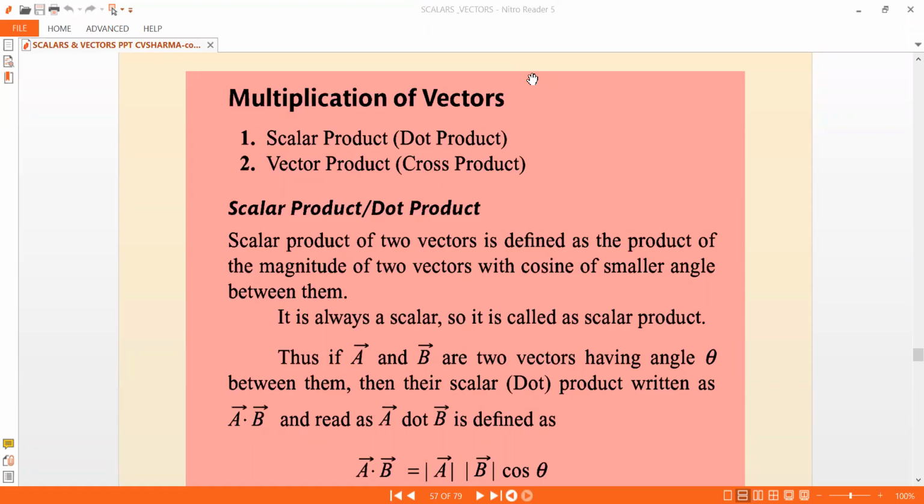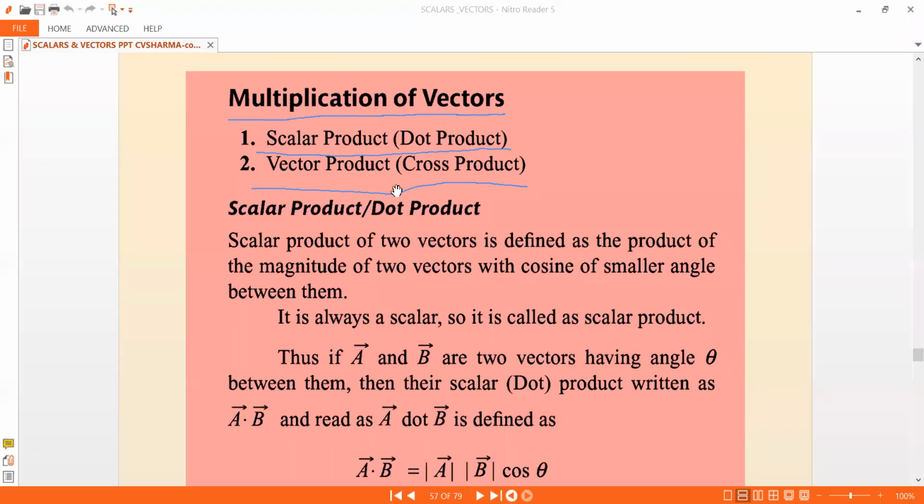It's about a lecture series on vectors. So today's topic is the multiplication of vectors. Multiplication of vectors is done by something called the scalar dot product and the vector product. Scalar product or dot product, and then vector product. These are the two kinds.